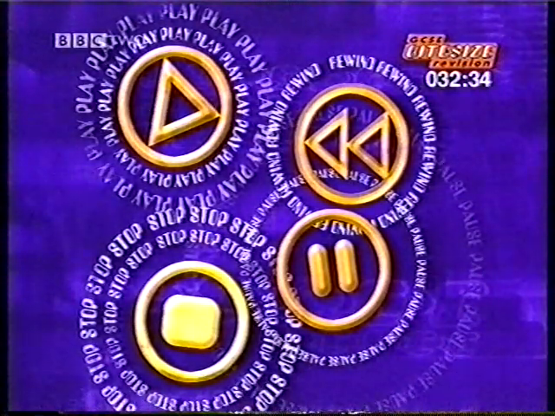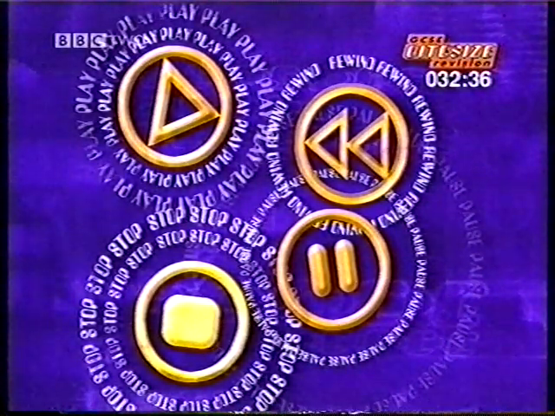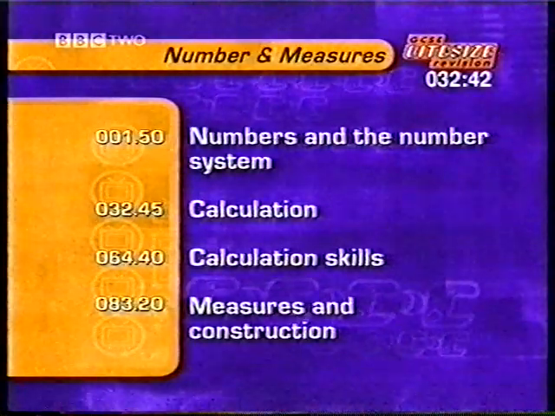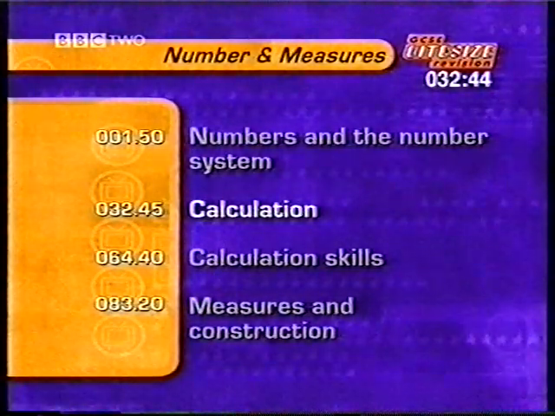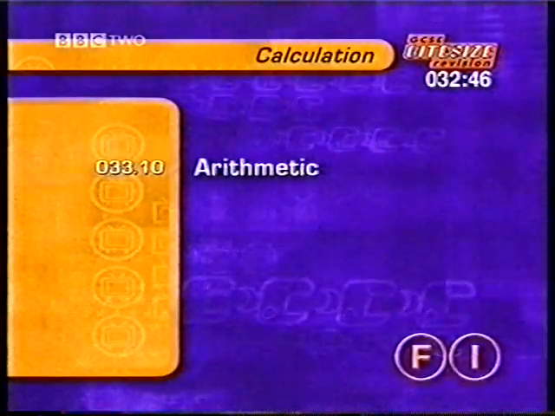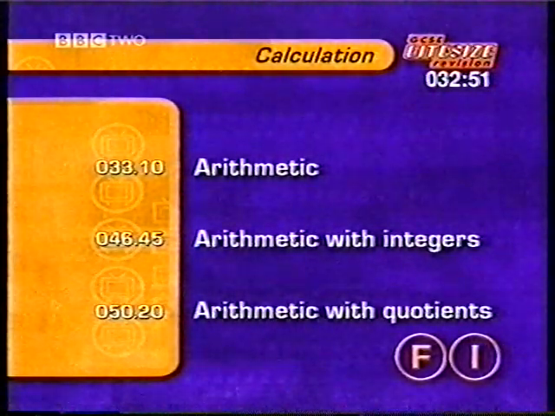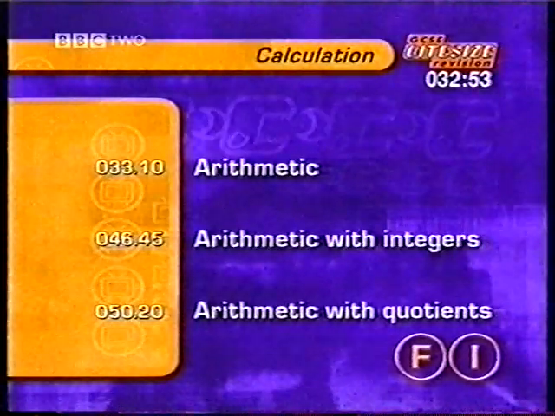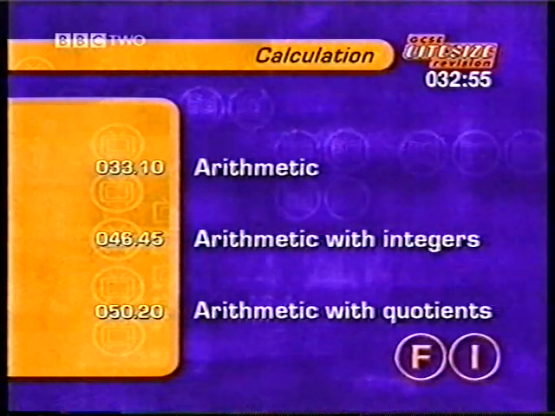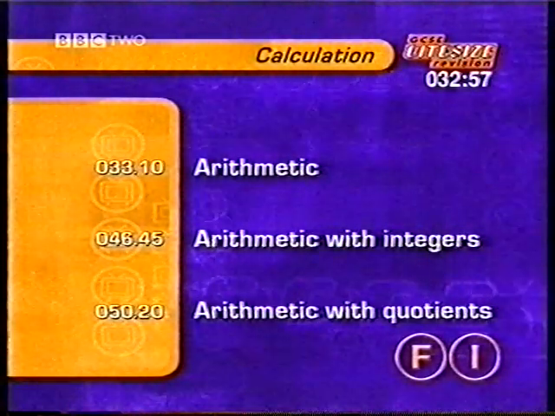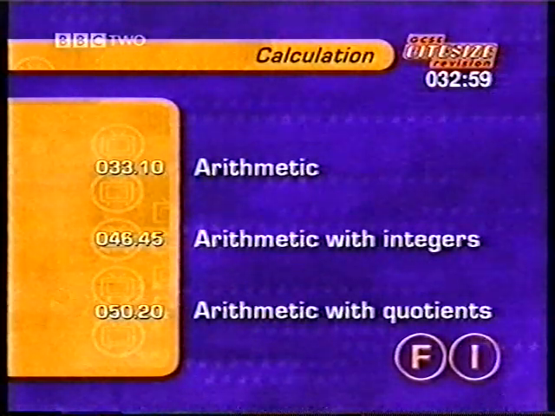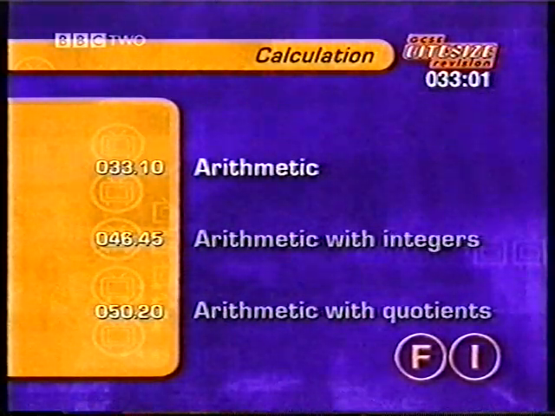That's the end of the section on numbers and the number system. This section is about calculation. It covers arithmetic, arithmetic with integers, and arithmetic with quotients. Some of this may seem obvious, but it's easy to get wrong answers in the exam by not doing calculations accurately. So first, we'll look at some arithmetic.